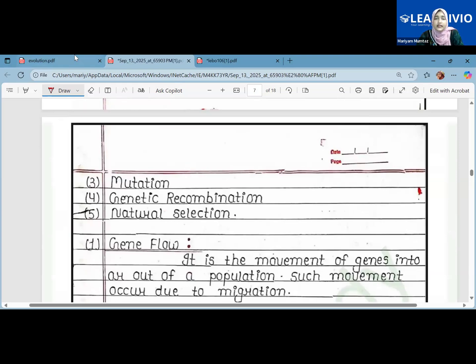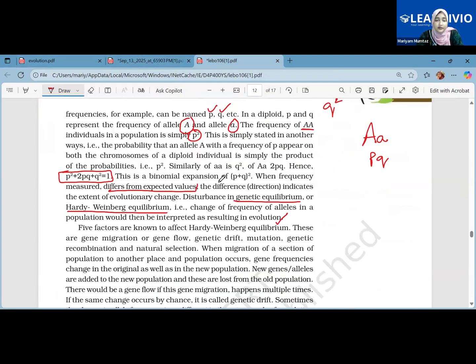Then they talk about what are the factors that would affect the Hardy-Weinberg equilibrium. There are 5 factors known to affect the Hardy-Weinberg equilibrium: gene migration, which is also called gene flow, genetic drift, mutation, genetic recombination, and natural selection. 1, 2, 3, 4, and 5. So these are the 5 factors that are known to affect the Hardy-Weinberg equilibrium.